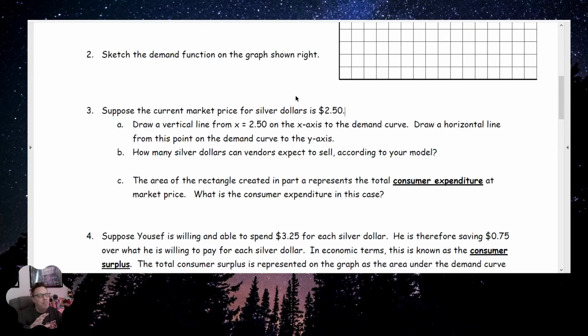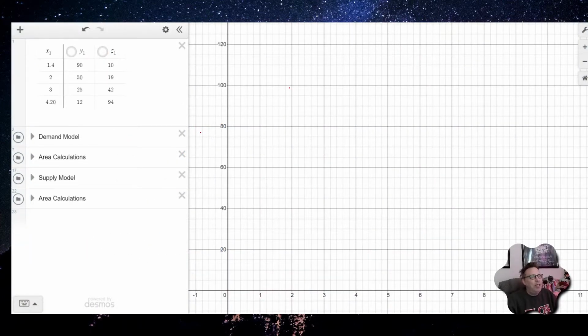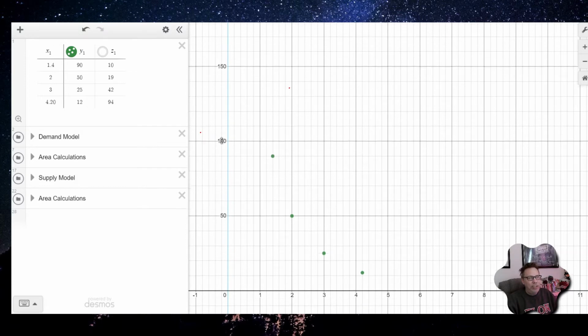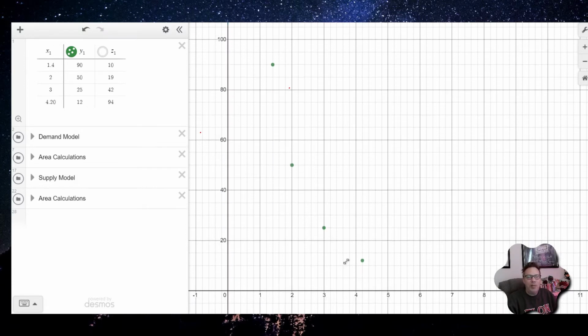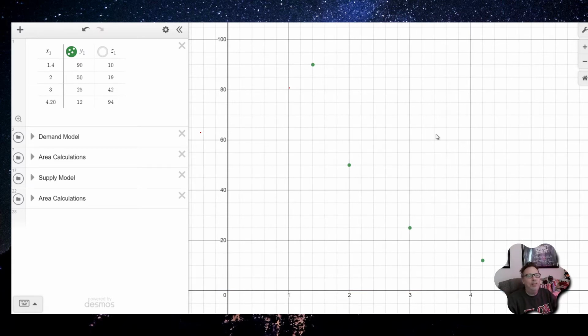Now there's going to be some fancy code that I'm going to put in here. You do not have to do this. This is for me to demonstrate these are the regions, the areas that we're really looking for. So in Desmos, I have my table and the demand model. First, I want to look at the points and make sure that you hold down the shift key and scale things the right way so things fit. So I'll just leave it like this right now.